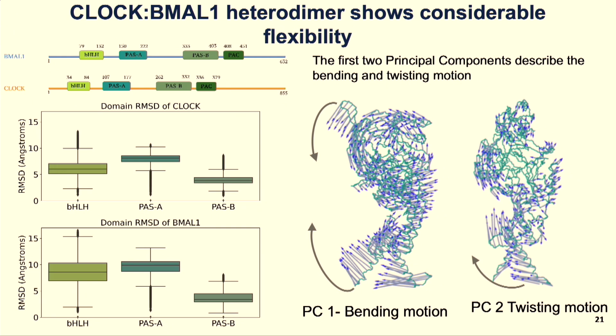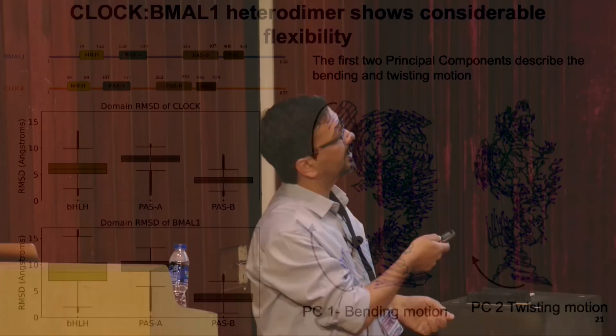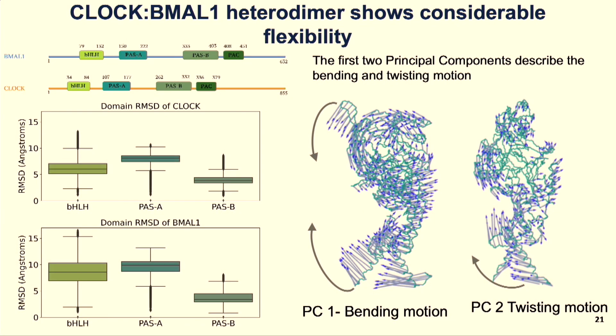That is also understandable because it is a PAS-B domain which forms the largest interface between these two heterodimers and might be stable because of that. We then quantified the overall directions of these motions. This can be done very easily using principal components analysis of this entire trajectory. And this is a simple coordinate-based principal component analysis in which you can then see the directions of these large motions. And there was this bending motion and the twisting motion which was also visible in the trajectories.